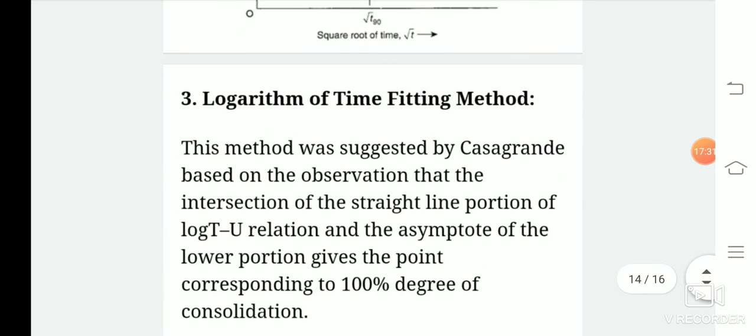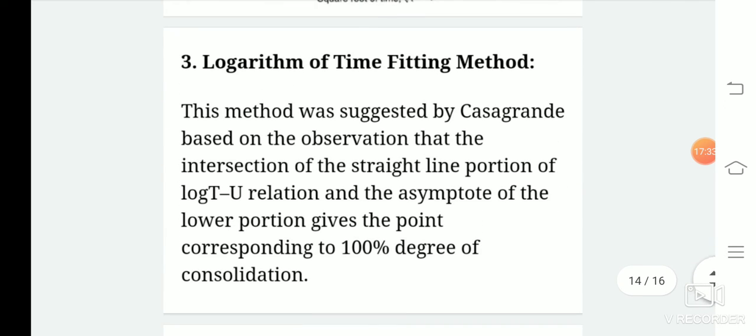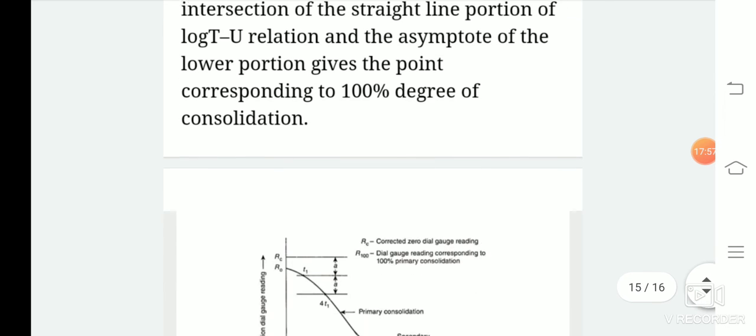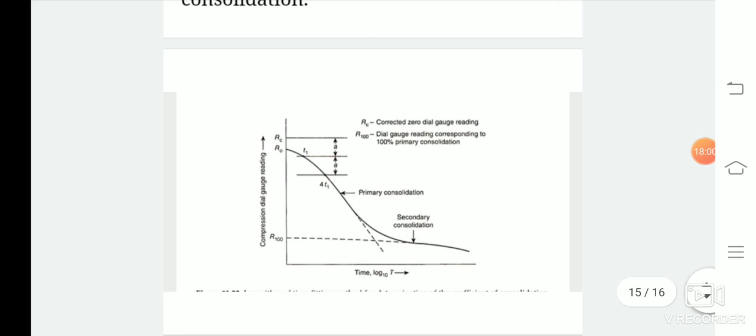And the last but not the least is the logarithmic time fitting method. This method was mainly suggested by Casagrande based on the observation that the intersection of the straight line portion, that is the log t and u relation, and the asymptote of the lower portion gives the point corresponding to 100% degree of consolidation. So how is the test being carried out? So this is the graph of the logarithmic time fitting method.